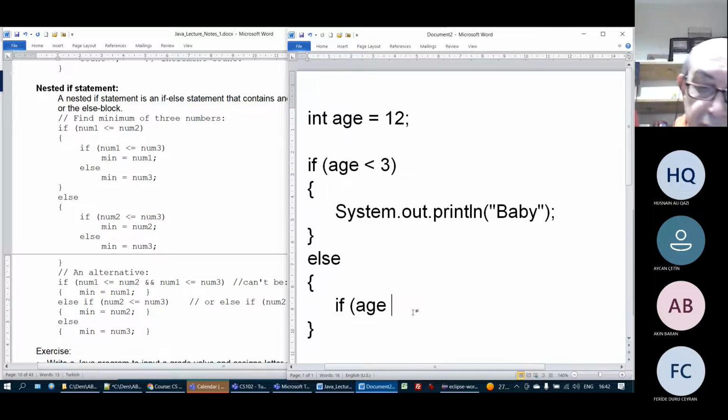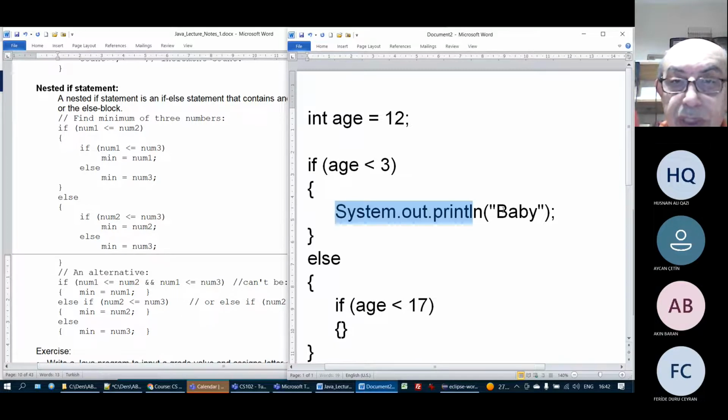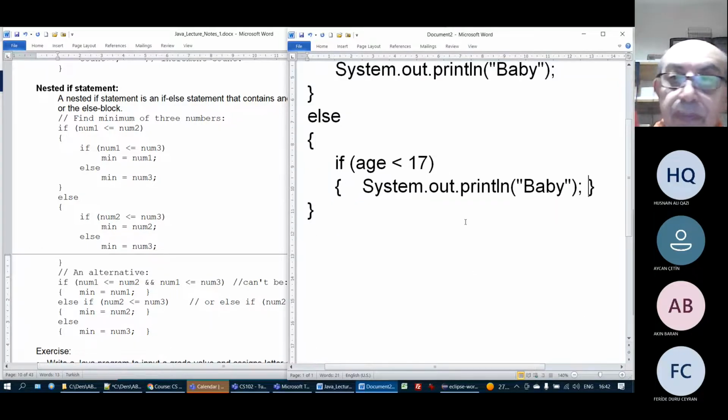So if age is less than, for example, 16, less than 17, up to 16, assume that we want to print something like, I will just put it on the same line. Let's copy this, Control C, put it here. Child. And here I have another else.